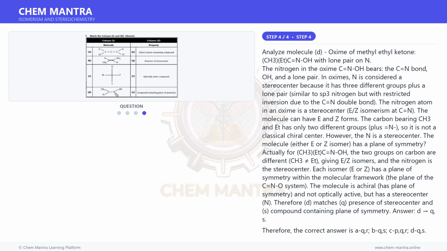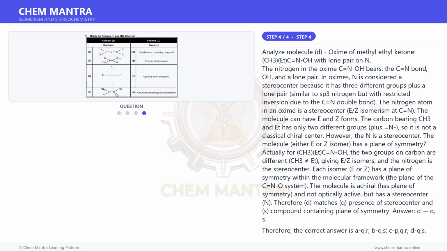Analyze molecule D: oxime of methyl ethyl ketone, CH3 at C=N-OH with lone pair on N. The nitrogen in the oxime C=N-OH bears the C=N bond, O, and a lone pair. In oximes, it is considered a stereocenter because it has three different groups plus a lone pair, similar to sp3 nitrogen but with restricted inversion due to the C=N double bond. The nitrogen atom in an oxime is a stereocenter, E-Z isomerism at C=N. The molecule can have E and Z forms.